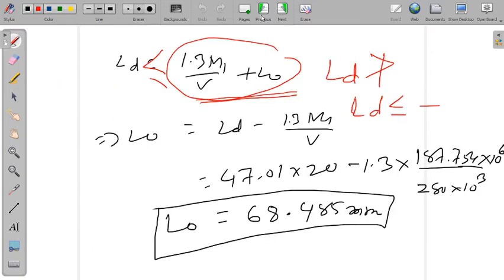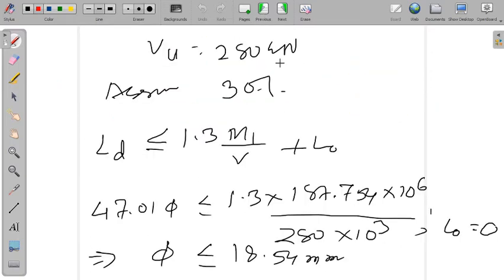So solve some more problems related to this and practice. Okay, so that's all about bond, anchorage and development length.